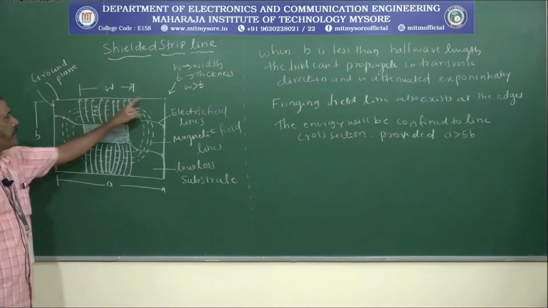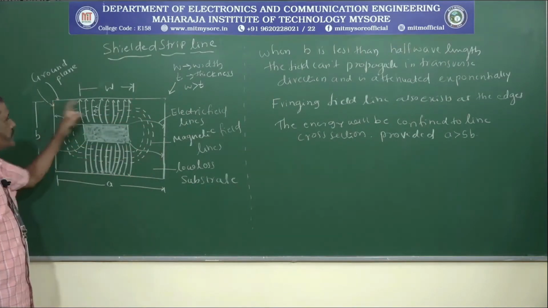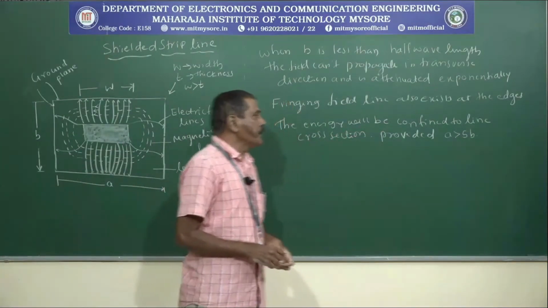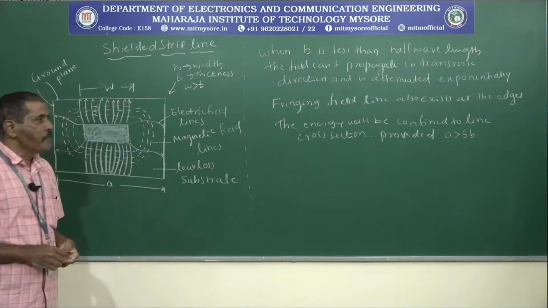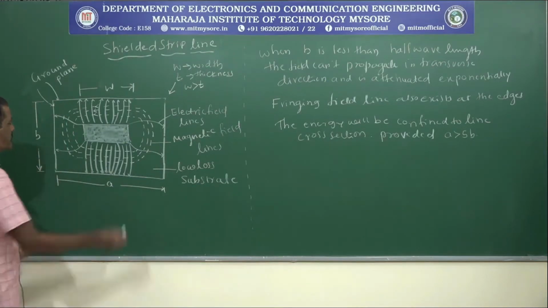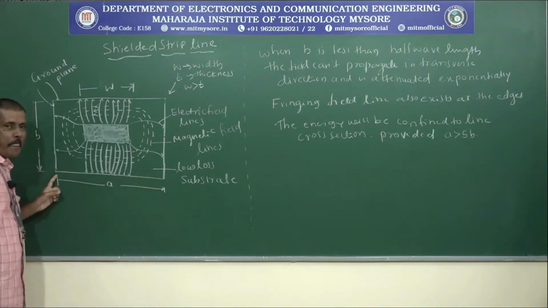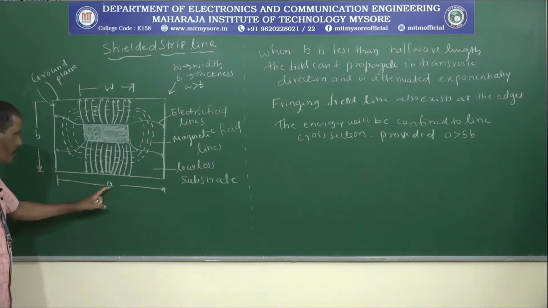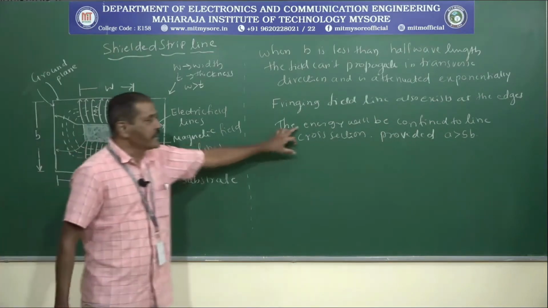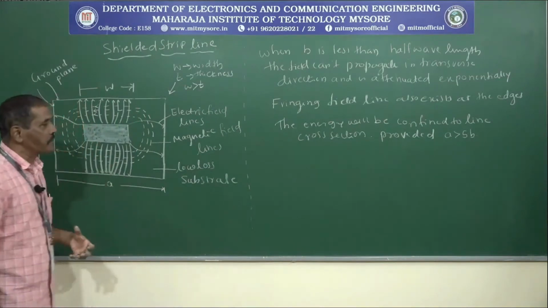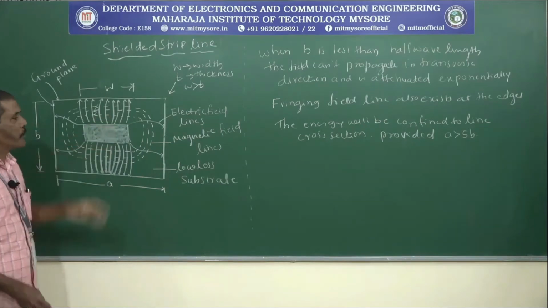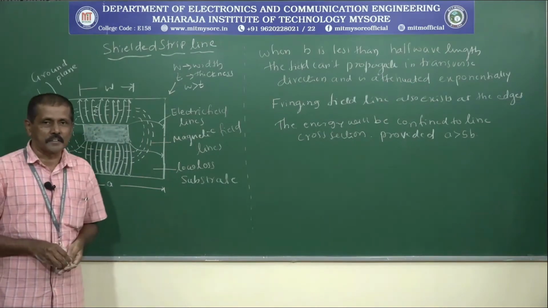The fringing field lines will exist at the edges. Then the energy will be confined to the line cross section, provided that A, the width, must be greater than 5 times B, the thickness. Otherwise, the energy will not be confined to the cross section.